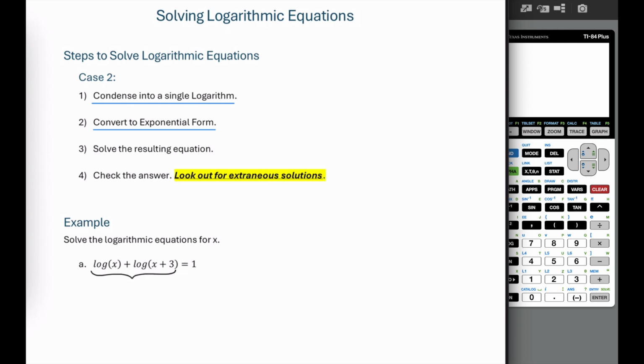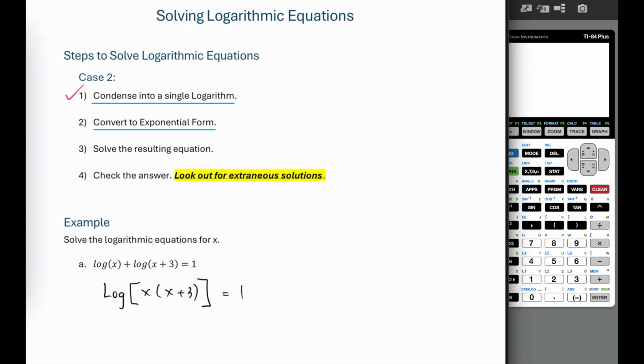So let's begin by condensing these two logarithms, and we're going to use our product rule in reverse essentially because these two logs are added together. So when we condense them into a single logarithm, we'll keep the same base that both logs have, which is the implied base 10, and then in the argument we're going to multiply the arguments of the two logarithms together. So that's going to be x times x plus 3, and we're still equal to 1 on the other side.